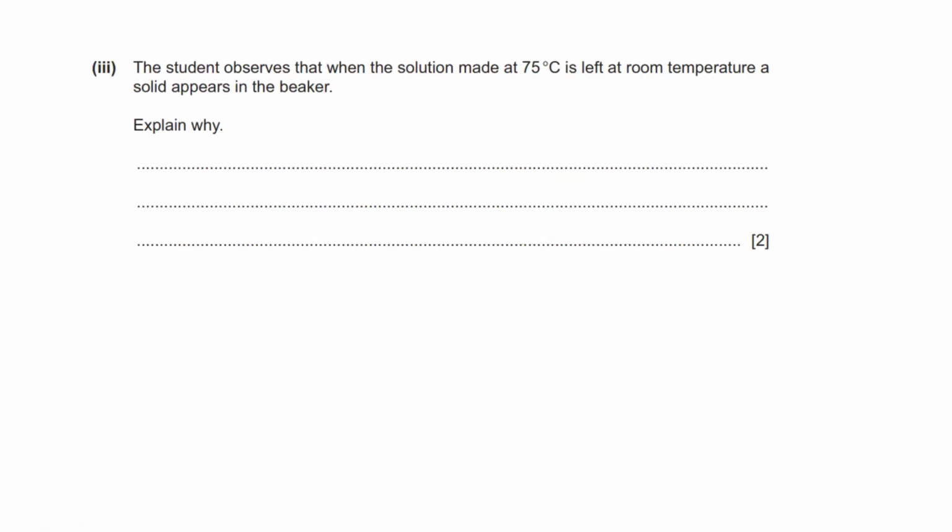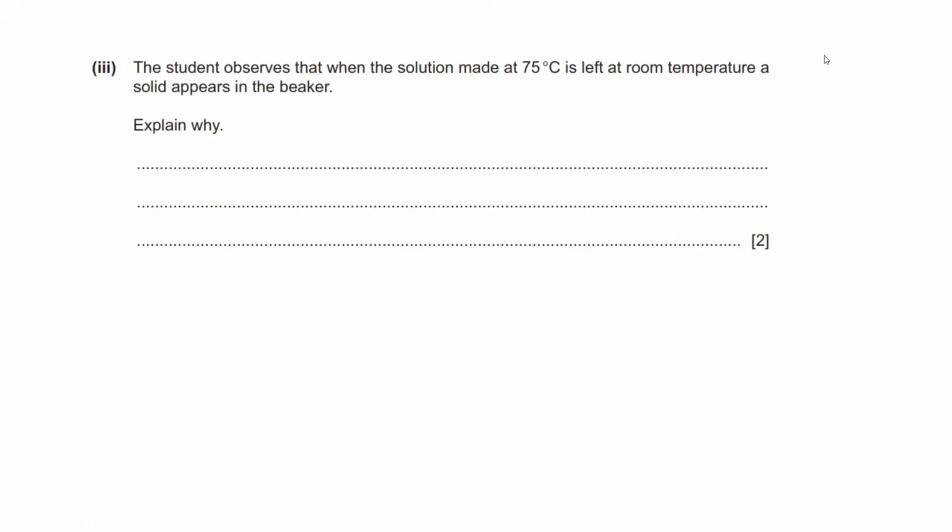Next part, it says the student observes that when the solution made at 75 degrees centigrade is left at room temperature, a solid appears in the beaker. Explain why. So what exactly is the student doing? The student is heating the mixture, and as the solution is heated, the solubility increases, so more potassium nitrate is dissolved in the solution.